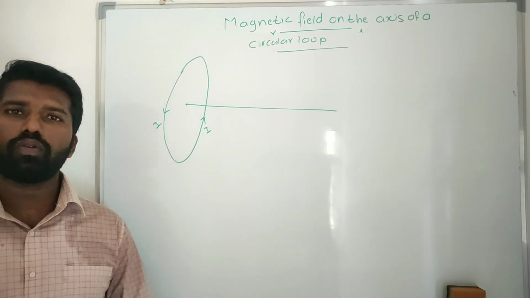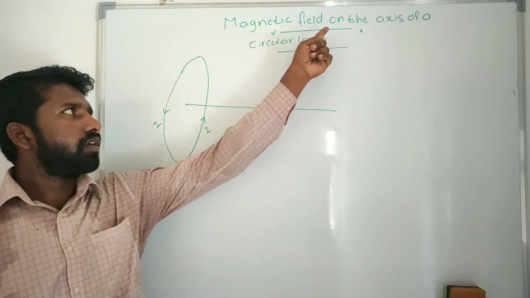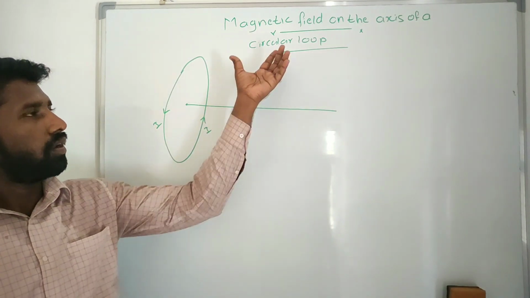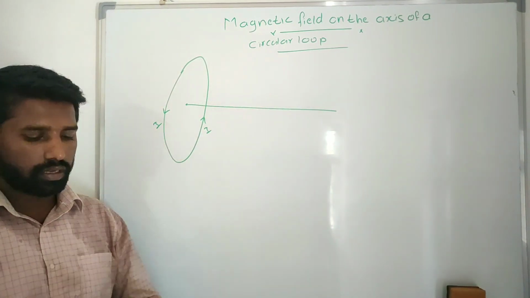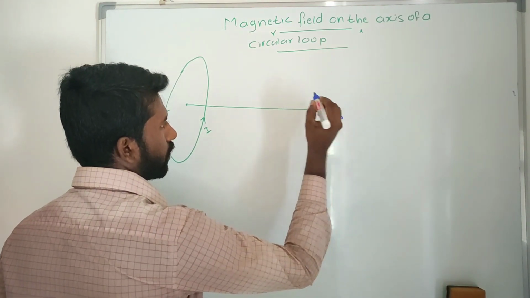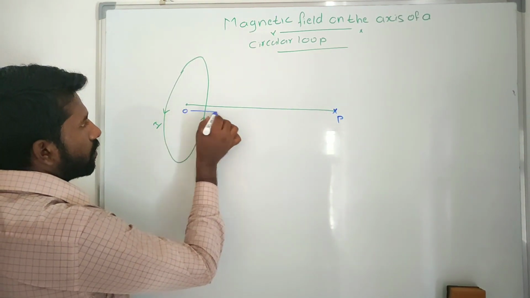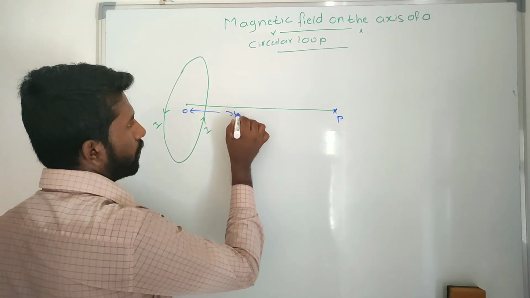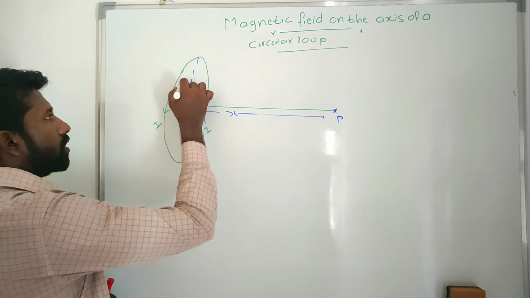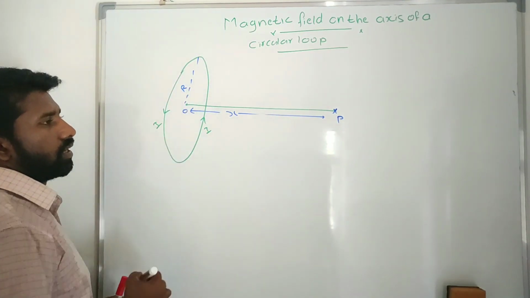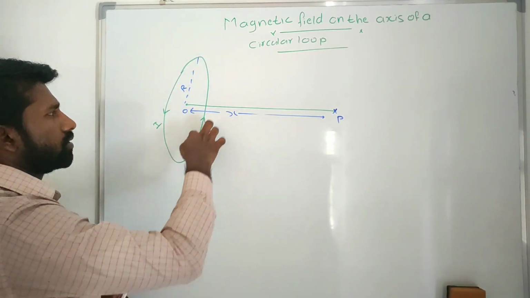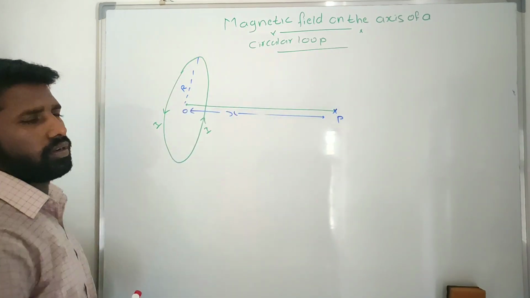In this video, I am going to discuss the magnetic field on the axis of a circular loop. We consider a point on the axis of a circular loop. This is the center, point P is at distance x from it, and the radius of the circular loop is R. Current is going like this. I need to find the magnetic field produced by this circular loop at this point.